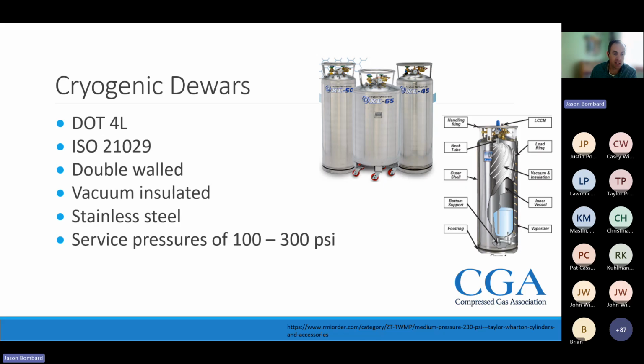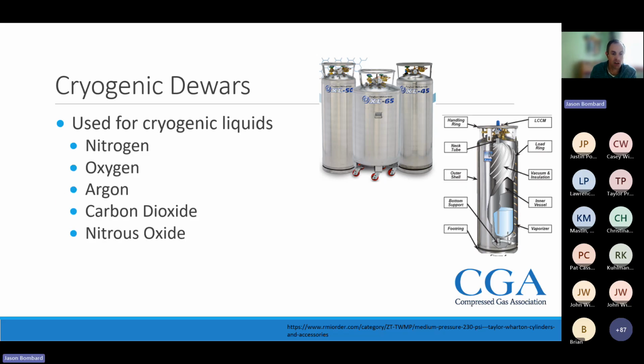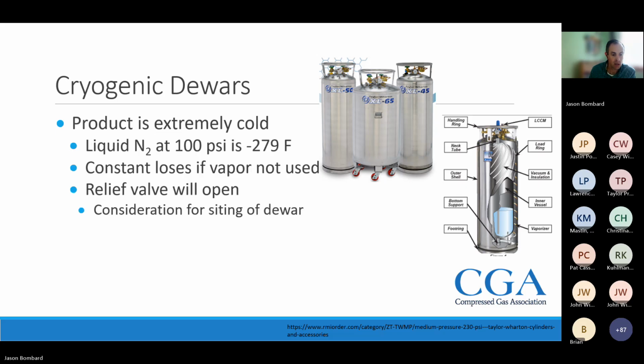Again, these cylinders typically will hold the contents at a pressure of 100 to 300 psi. These are used for your cryogenic liquids, so nitrogen, oxygen, argon, carbon dioxide, and nitrous oxide are all commonly shipped and handled in these cylinders. Product inside is extremely cold. As an example, liquid nitrogen at 100 psi in one of these vessels is around negative 279 degrees Fahrenheit.